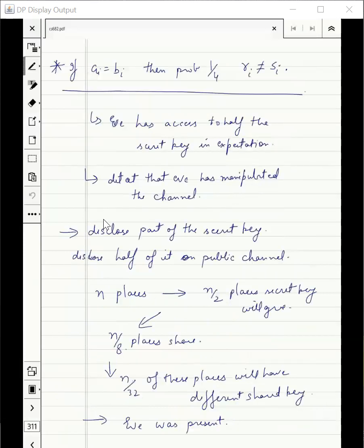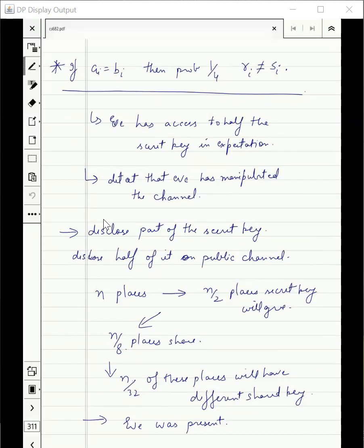Even if this was not independent, this is just an expectation calculation. To get from n by 8 to n by 32, you really do not need independence at every place. This just follows from linearity of expectation, which does not require independence between the quantities. Anyway, that's more probability.